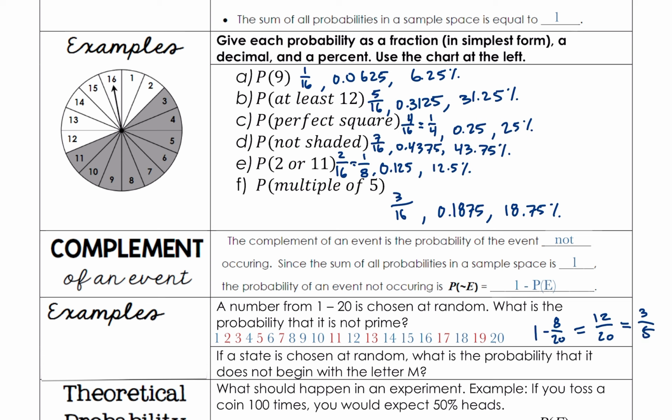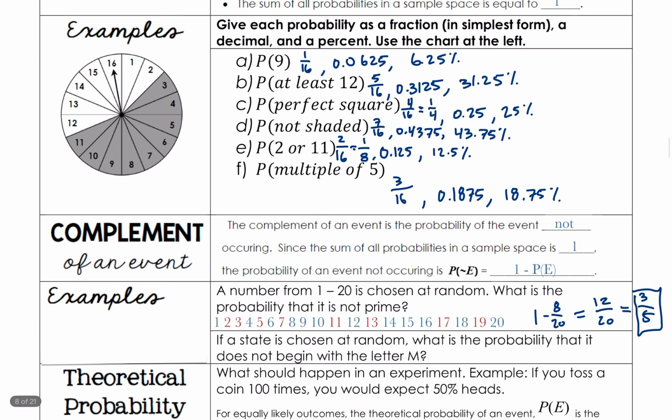And that would be the probability. Now we could have just counted up all of the non-prime ones, and if I would have done that, I would have ended up with 12 as well, but this is practicing using that complement, so that's why we did it the other way.